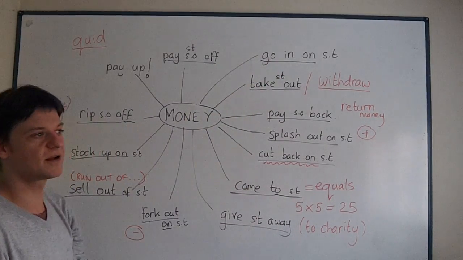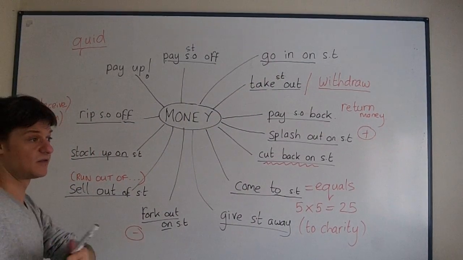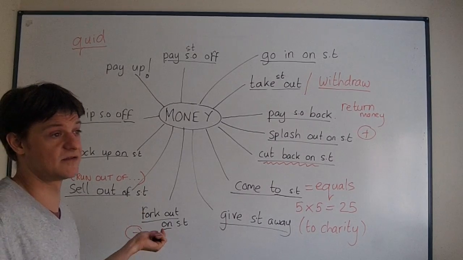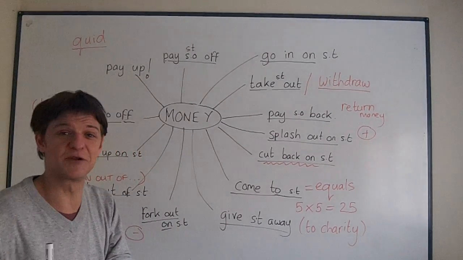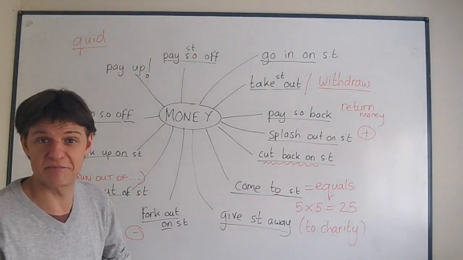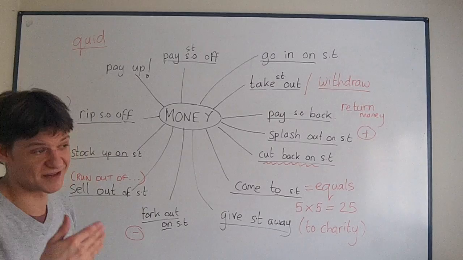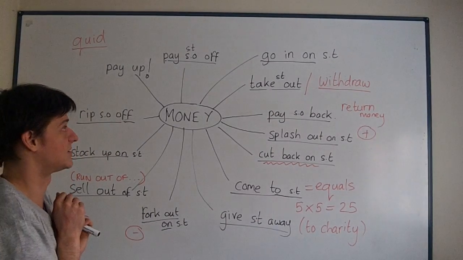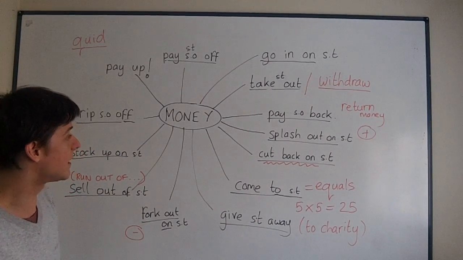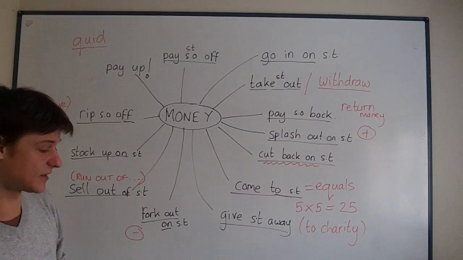Let's go in on a pizza. You could even say it to your girlfriend if you don't want to pay everything, you don't have enough money, you could say let's go in on the cinema tickets for tonight. And it means let's both spend some money on it, so share the price. Okay, I hope that all of those phrasal verbs are clear.